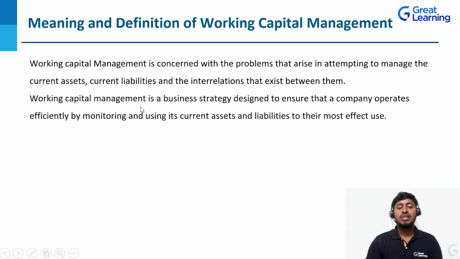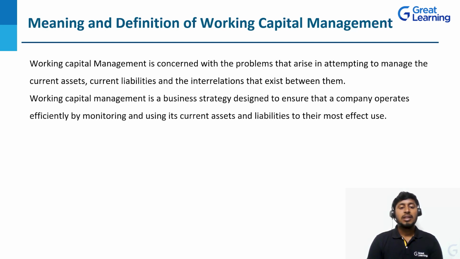Working capital management is a business strategy designed to ensure that a company operates efficiently by monitoring and using its current assets and current liabilities to their most effective use. Sometimes seasonal products or seasonal raw materials will be available. At that time, the company needs to invest more money in the raw material, because only in that season are they going to get it. After that season, once it is off season, they are not going to get the raw material. So at that time, they need to invest huge money in purchasing the raw material, transportation, and bearing whatever other expenses are included in that.